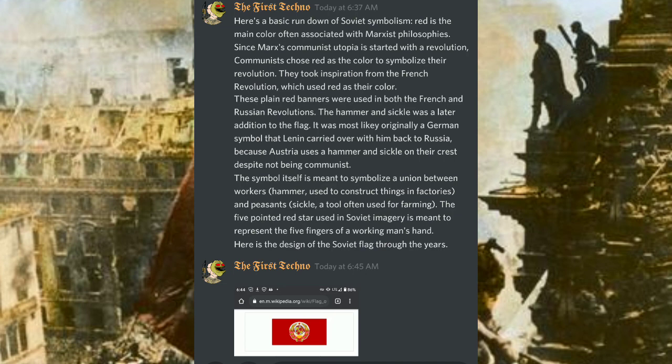The five-pointed red star used in Soviet imagery is meant to represent the 5 fingers of a working man's hand. Here is the design of the Soviet flag through the years.